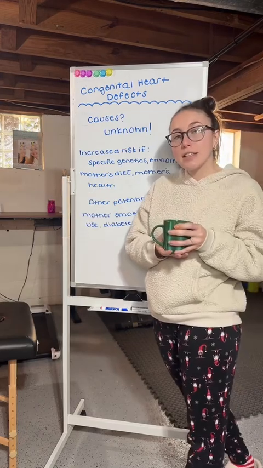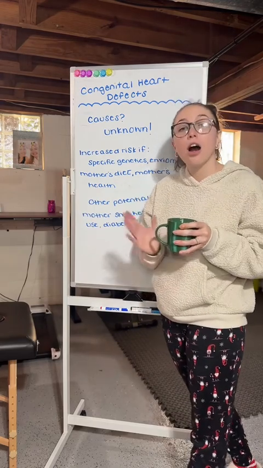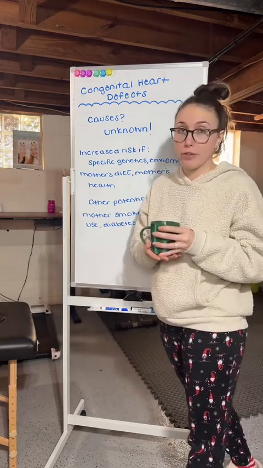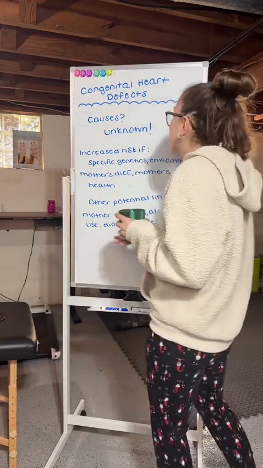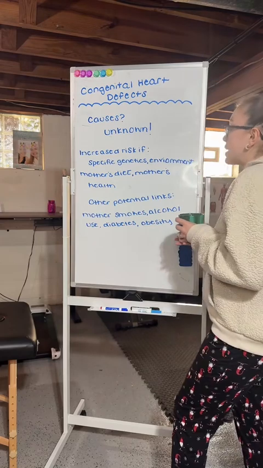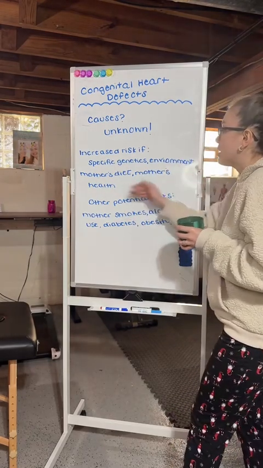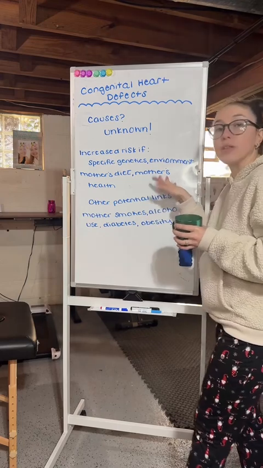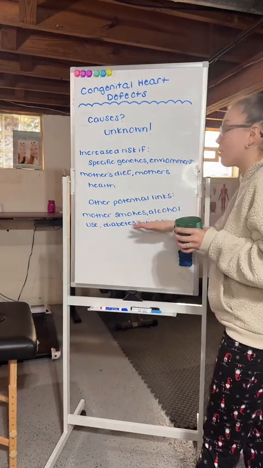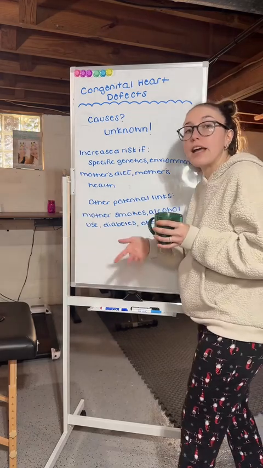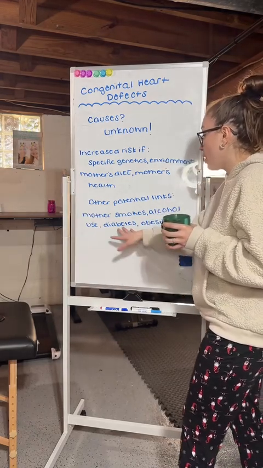The last thing I would like to discuss are potential causes of congenital heart defects. Ultimately, the cause is unknown, unfortunately. However, we do have a few theories and things that might put your baby at increased risk. So, specific genetics can play a role, the environment, mother's diet, and then the mother's health in general. Additionally, potential links that we suspect are if the mother smokes during pregnancy, if she drinks during pregnancy, if she is obese, or if she has diabetes.